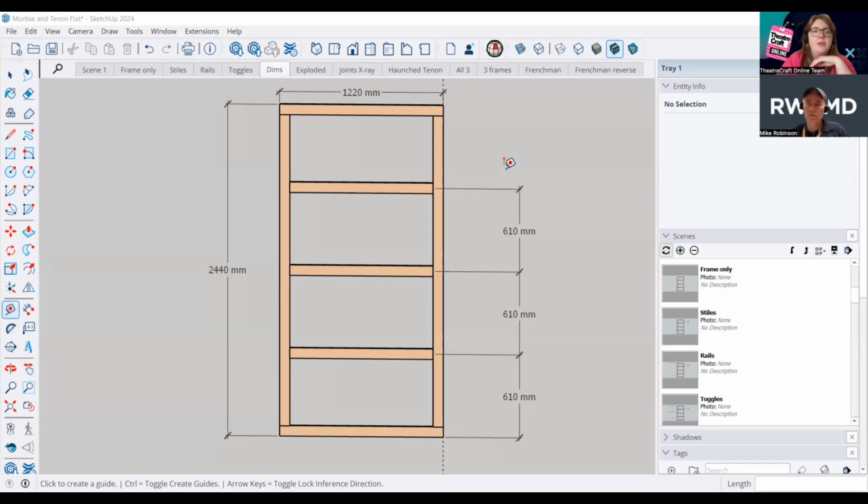We've got a question, Mike. It might be a silly question. There is no such thing as a silly question. I'm sure, Mike. But what is the difference between tenon and mortise?